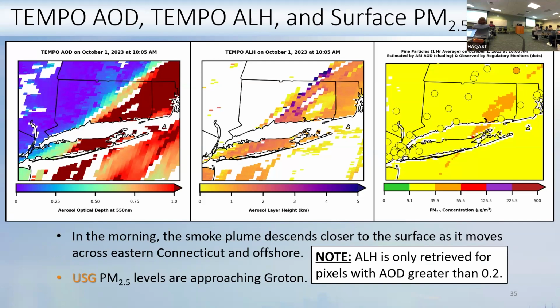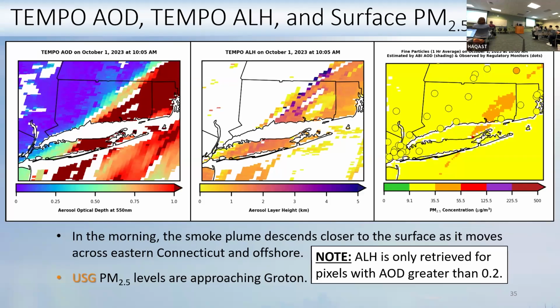So this is 10 a.m. The image on the left is the TEMPO aerosol optical depth, and we see those high values of 0.5 and greater for coastal regions, particularly eastern Connecticut. And then looking at the aerosol layer height in the middle, we see that those pollutants were pretty close to the ground, mostly about 0 to 2 kilometers, but about 3 kilometers in some locations. And then the important thing to note here is that ALH is only retrieved for pixels with AOD greater than 0.2. So those white areas inland are not necessarily cloud cover, that's just the lower AOD levels.